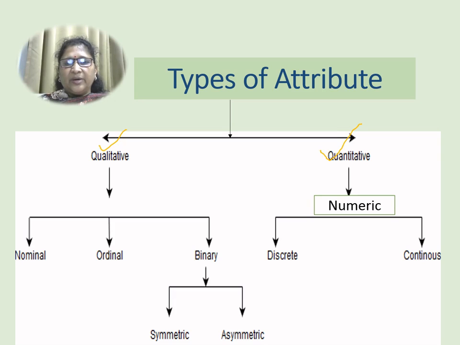In qualitative, we have nominal, ordinal. Nominal data is also categorized as binary. Binary data is either symmetric or asymmetric. Quantitative is numeric data which could be either discrete or continuous, and numeric data is either interval scale or ratio scale. We shall be learning each one of these in brief.